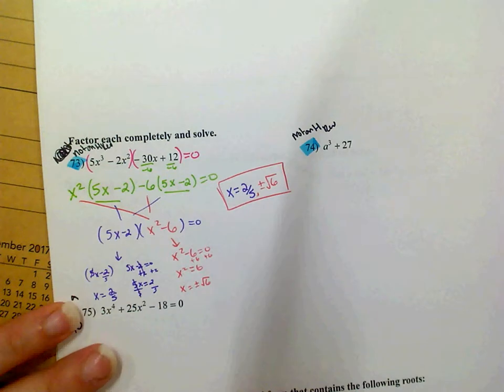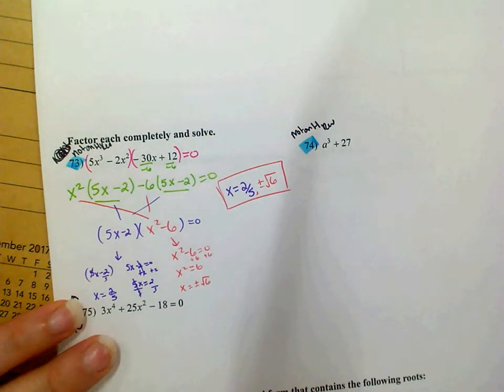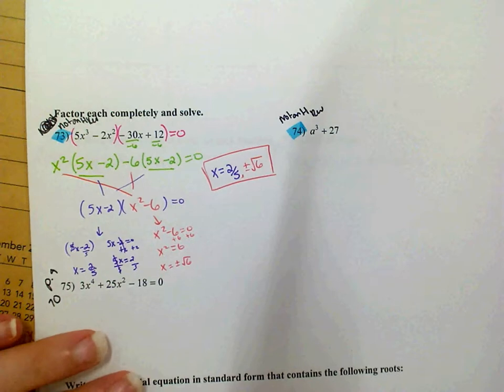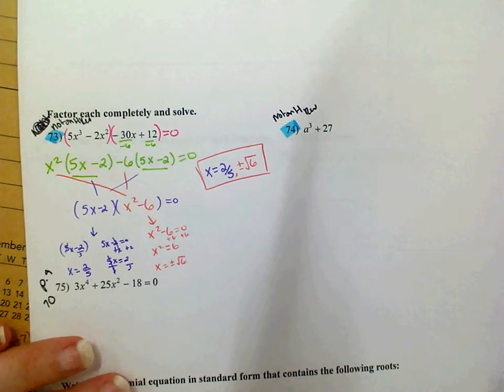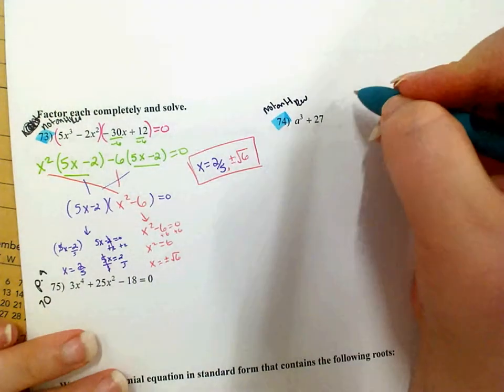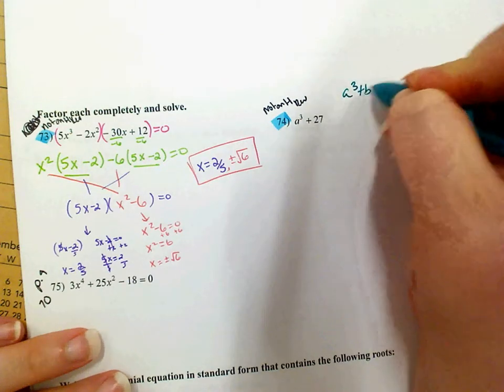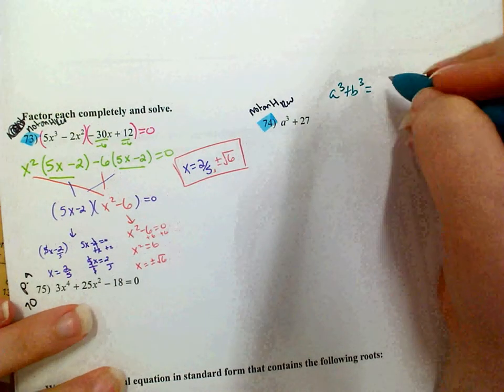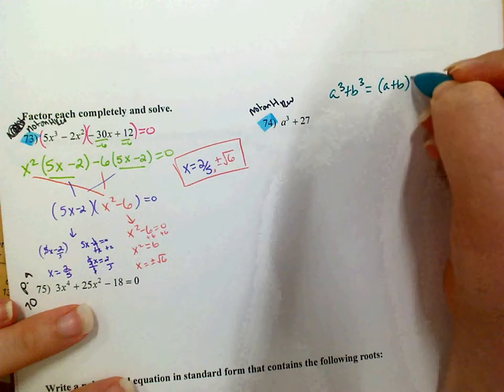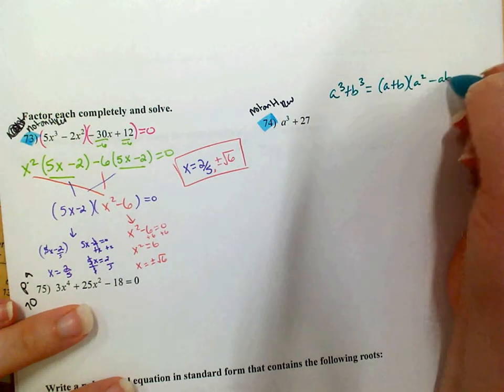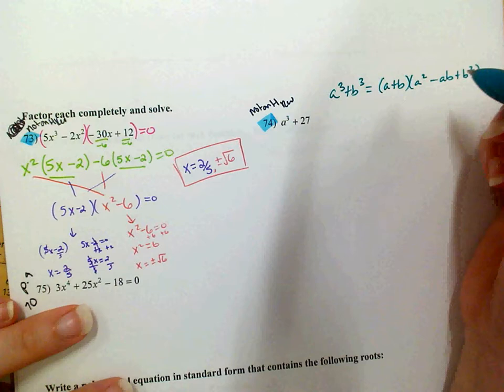Now I'm going to work out 74, and I want you to work it out in your review, but it will not be on the test, okay? I'm not going to ask a question like this. So what I know is that a cubed plus b cubed as a sum of perfect cubes is the same thing as a plus b times a squared minus ab plus b squared. So if I can figure out what a and b are, then I'm good.